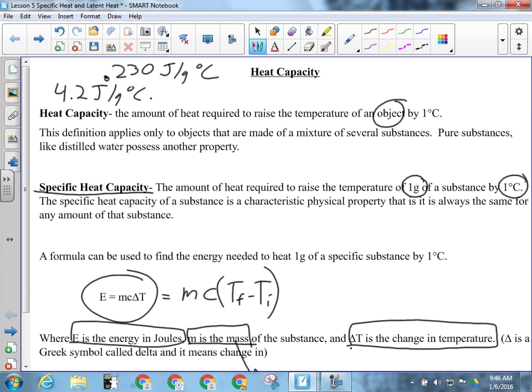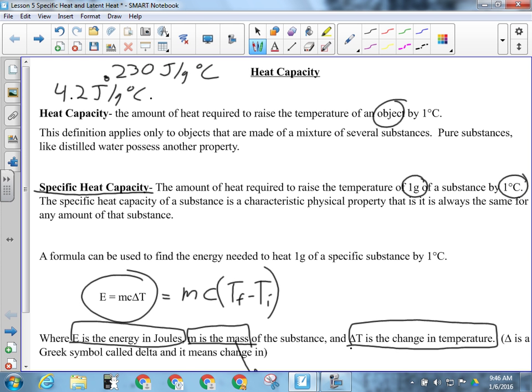It's 4.2 joules per gram degree Celsius. It takes a lot of energy to heat water up. I mean, if you ever have to boil a kettle of water, a watched pot never boils. Don't stand there and watch it. That's just an expression. It does boil, actually. It just takes a long time, because water has a very high heat capacity. 4.2 joules for every gram of the water by 1 degree Celsius.